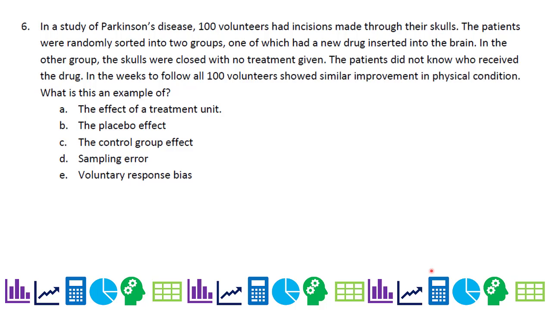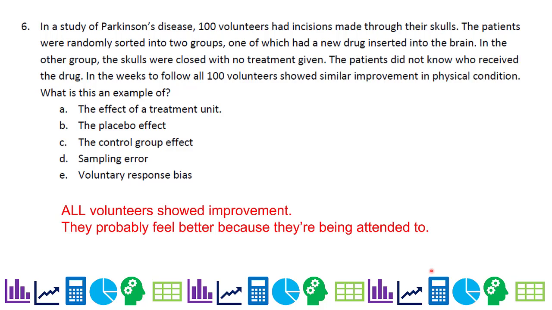So again, if you saw that Grey's Anatomy episode, they were doing treatments. I'm pretty sure it was for Parkinson's or Alzheimer's. I couldn't remember which one. And they were doing surgeries for everybody, those who got the treatment and those who didn't. So this is very much like that. So everyone who got the surgery felt treated, right? All volunteers showed improvement. They probably feel better because they're being attended to. And why is that? It's called the placebo effect.